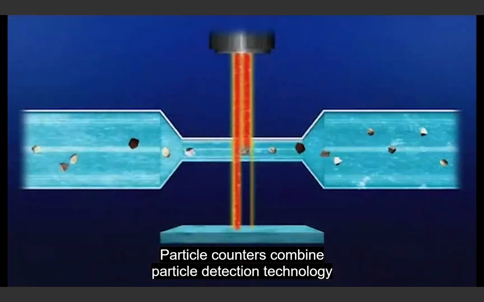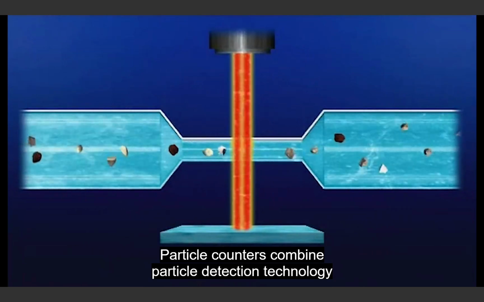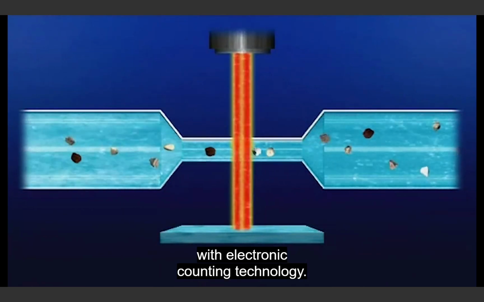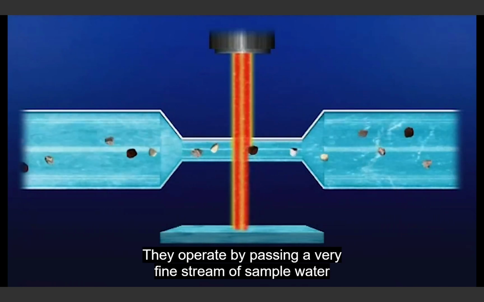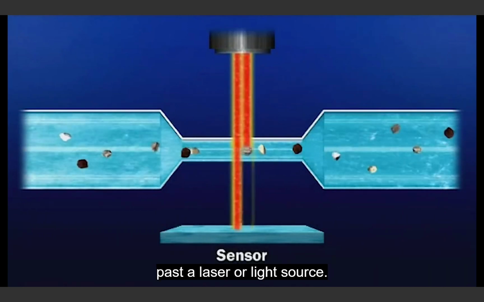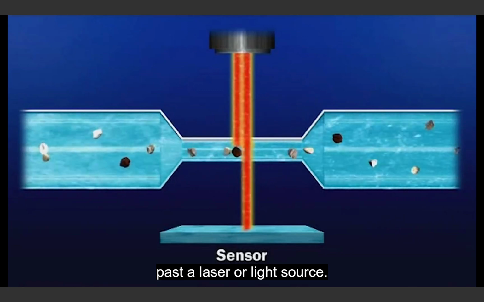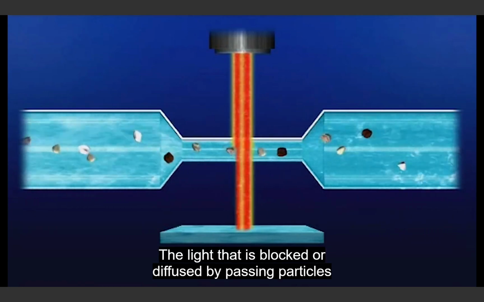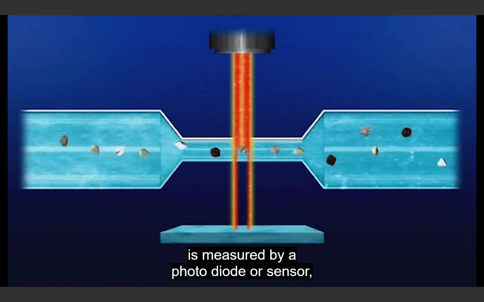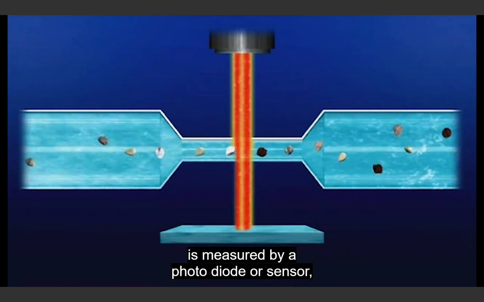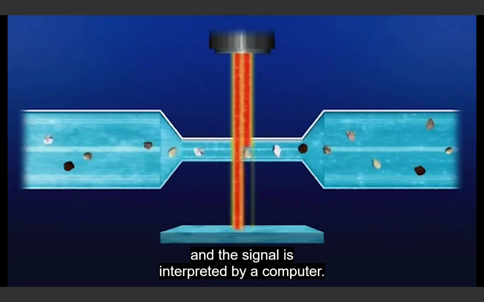Particle counters combine particle detection technology with electronic counting technology. They operate by passing a very fine stream of sample water past a laser or light source. The light that is blocked or diffused by passing particles is measured by a photodiode or sensor, and the signal is interpreted by a computer.